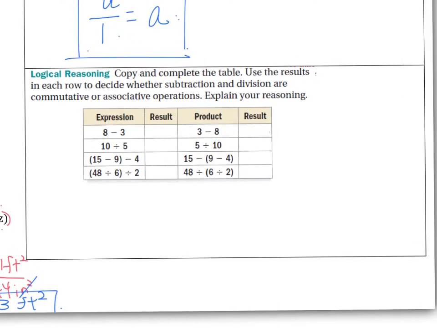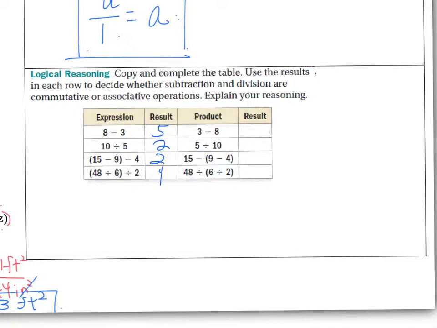Logical reasoning. Complete the table. Use the results in each row to decide whether subtraction and division are commutative or associative operations. Explain your reasoning. 8 minus 3 is 5. 10 divided by 5 is 2. 15 minus 9 is 6. 6 minus 4 is 2. 48 divided by 6 is 8. 8 divided by 2 is 4.